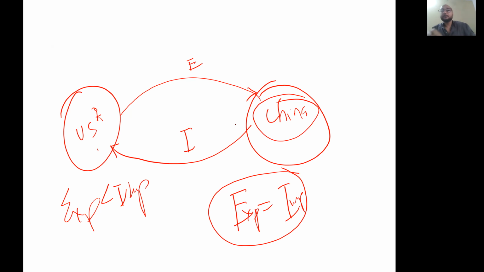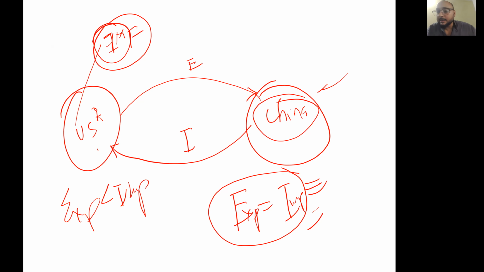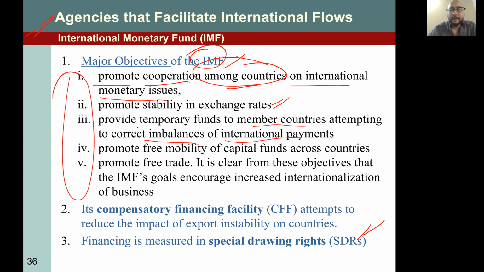And if you don't have it, you go to a third party and ask for temporary loans from them. We need to balance our trade balance. We need more yuan to settle our trade, so that US investors can pay Chinese investors or Chinese businessmen. In that case, the IMF and other facilitating agencies come into play and conduct the transaction on your behalf, right? That's why they correct any imbalances in international payments.